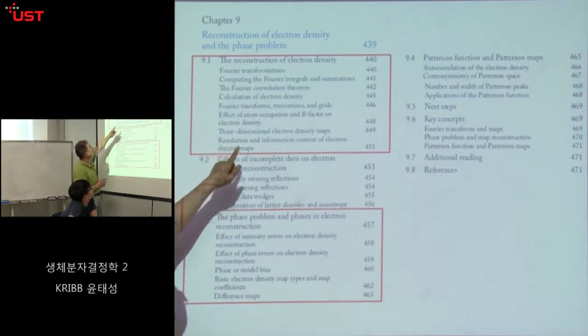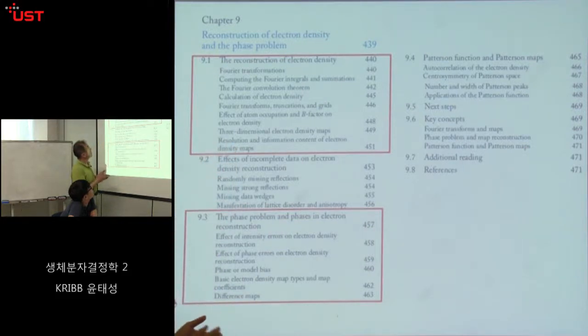Integrals and summations, if you read the textbook, it's like integral for continuous function, summation for discrete function. You know the words continuous and discrete.